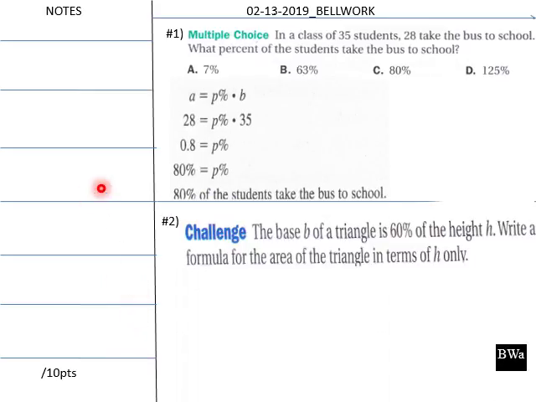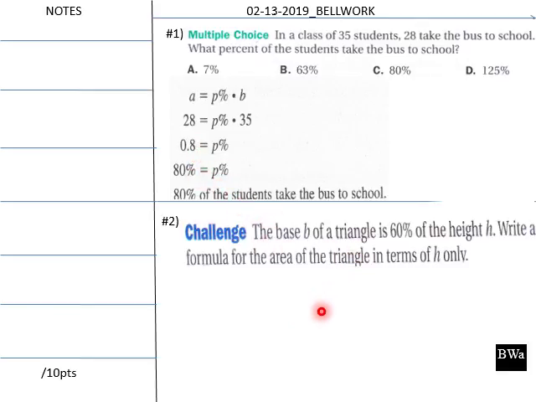Okay, welcome back. Here is our solution for number 1. We multiply by the percentage here. In a class of 35, 28 take the bus. What percent of students take the bus? So A would be percentage times B. 28 equals percentage times 35. Then we divide through here. 28 divided by 35 equals percent. And that would be 80%.